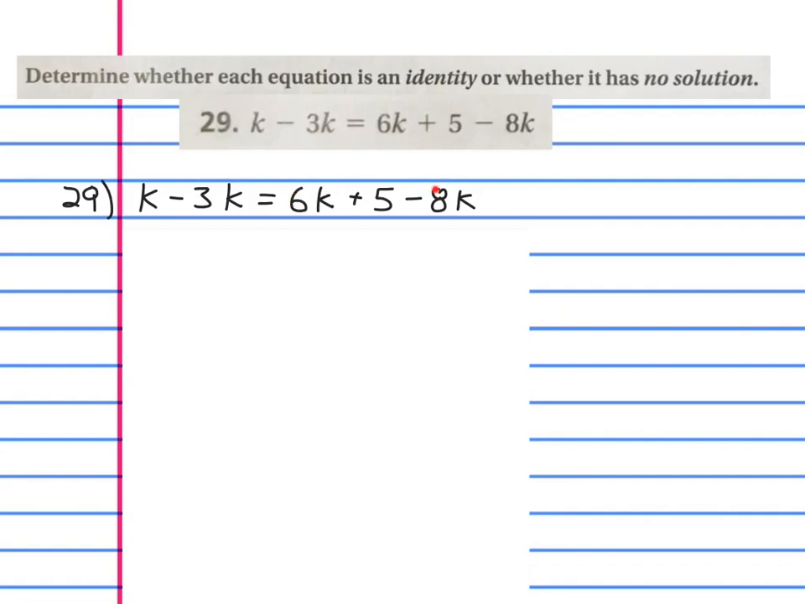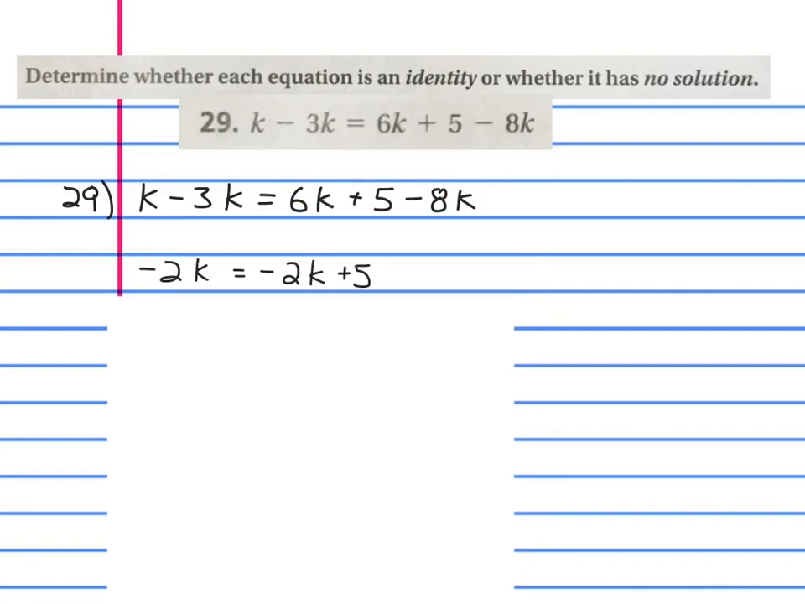Well, on this right-hand side, we can combine these like terms, 6k and negative 8k, and we get negative 2k, okay? On the left side, we combine k minus 3k. Remember, that's 1k minus 3k, 1 minus 3 is negative 2. So you get negative 2k equals negative 2k plus 5.